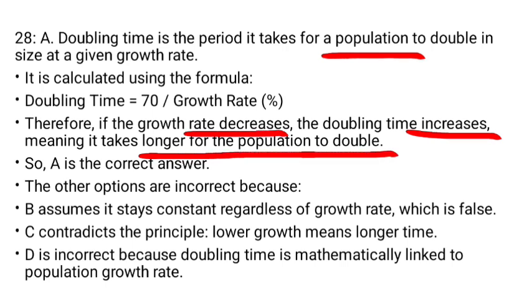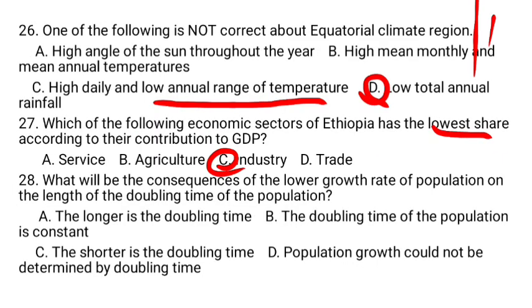Okay, so A is the correct answer, but B, C, and D are not. Why? Choice B assumes it stays constant regardless of growth rate, which is false. Choice C contradicts the principle that lower growth means longer time. D is incorrect because doubling time is mathematically linked to population growth rate. So A is the correct answer.